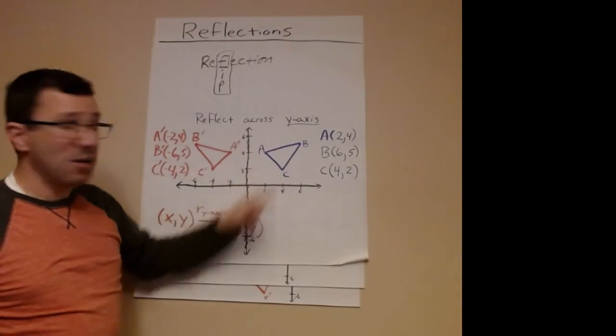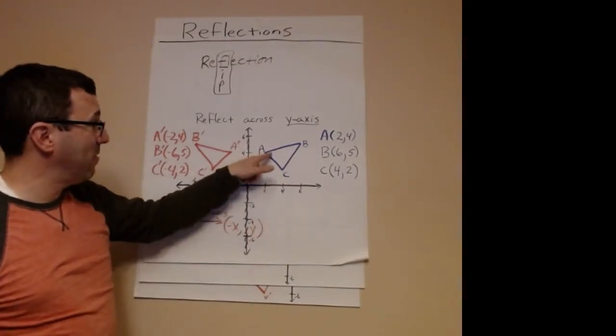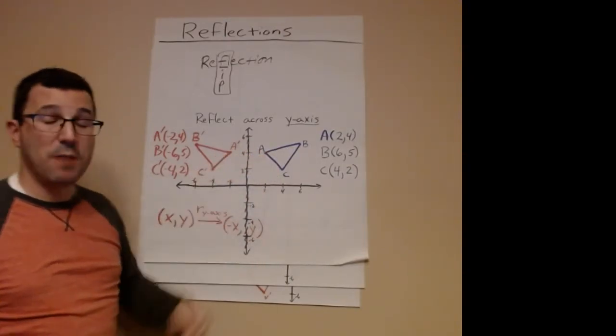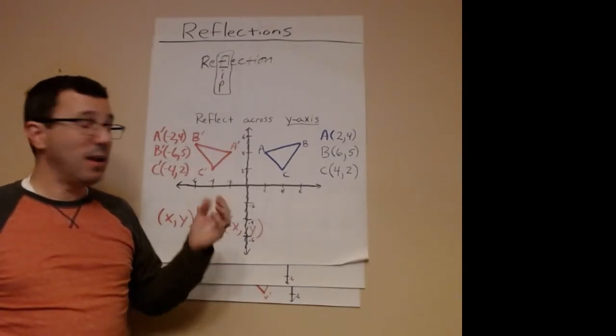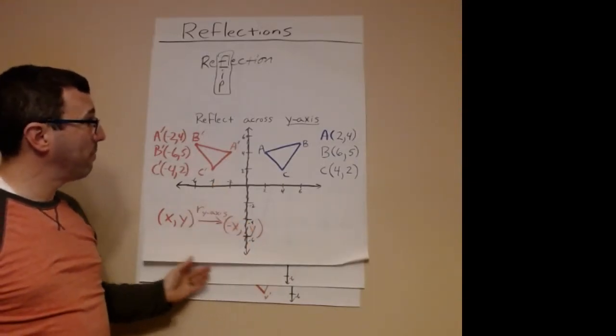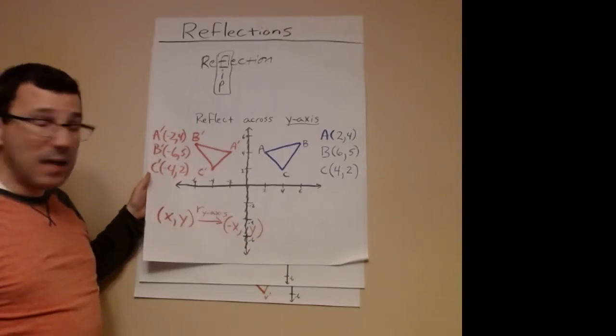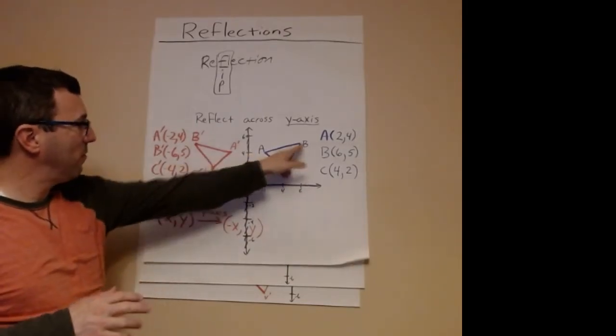The angles are going to be the same. So if you measure the angles here for A and for A prime, that's going to be the same angle. Okay? So not too bad. We're just flipping it. You notice, flipped.